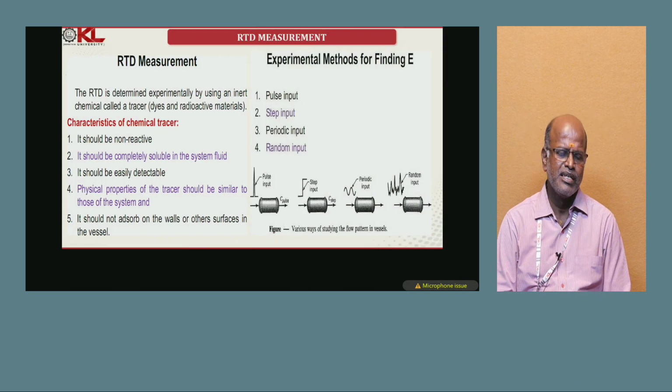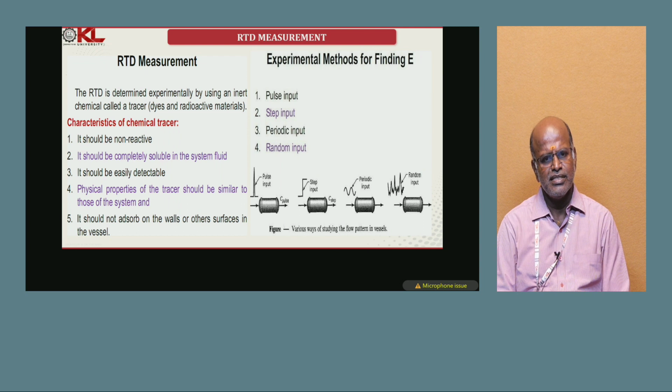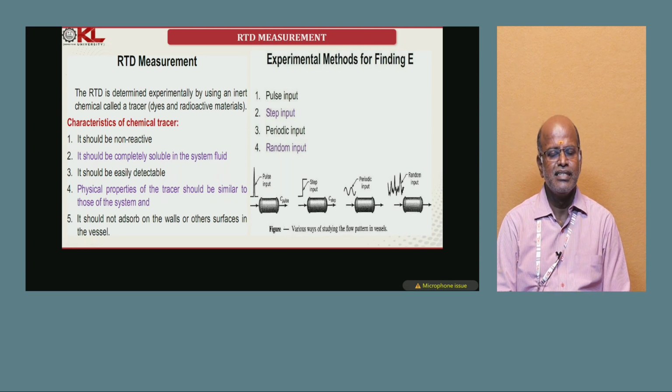So how do we measure this residence time distribution? It is done experimentally using an inert chemical called a tracer, that is, dyes and radioactive materials. This experiment will be performed in your lab for better understanding. The characteristics of a chemical tracer: first, it should be non-reactive, it should be completely soluble in the system fluid, and it should be easily detectable. The physical properties of the tracer should be similar to the system. It should not adsorb on the walls or other surfaces in the vessel.